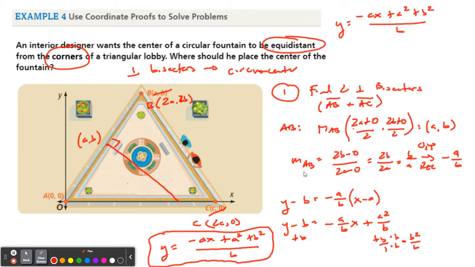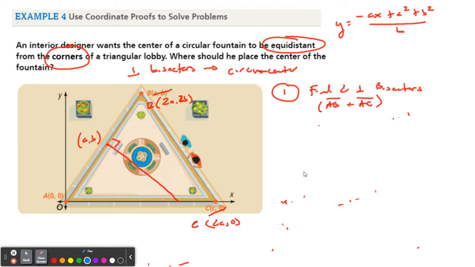I'm going to pause and erase, and we're going to do AC next. Okay, so I'm going to change colors. I'm going to use blue. So now we're going to find AC's perpendicular bisector. So first thing is find the midpoint of AC. So I'm going to take A and C's coordinates.